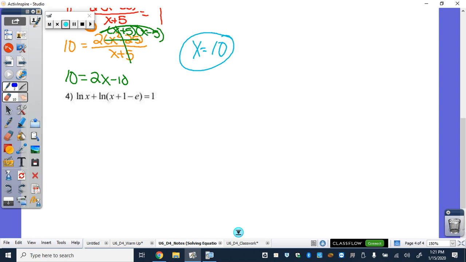All right, last one for notes. What's happening between x and the parentheses? So they get multiplied. So ln of x times x plus 1 minus e equals 1. What's our base? E. So it's e to the first. And then I'm going to distribute my x, so x squared plus x minus ex. I have an x squared. That's always our hint. We're going to factor, so I need it to be equal to 0.